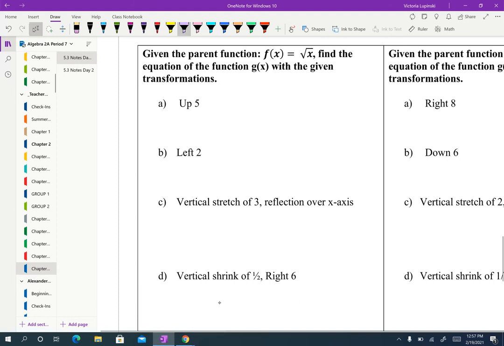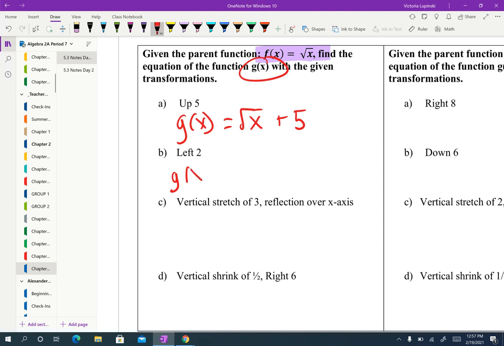So notice everything here on the left side, we're talking about a square root. So every problem that you write should be a square root. They're telling you that that is the parent. So you're going to write all of your equations as a transformation, which is going to be g of x. So you're going to say g of x equals. If you have the square root of x and you now want to move it up 5, you're going to put the plus 5 on the outside. If you want to go left 2, you're going to put inside the opposite, which would be the square root of x plus 2.